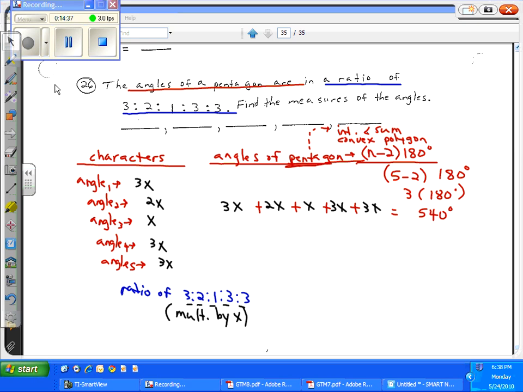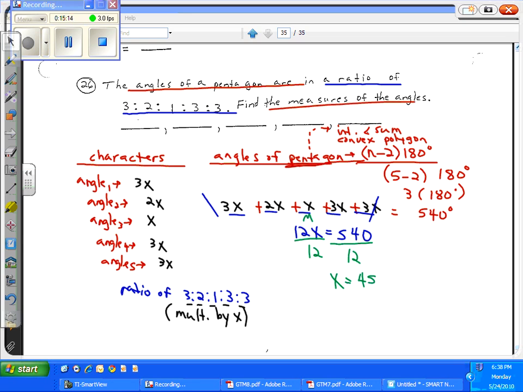Now we have an equation with only one variable. If we have an equation with only one variable, we can solve using the order of operations. And so what we would do is combine like terms. So we have 3, 6, 9, 12x is equal to 540 degrees. We're going to undo multiplication by division. So we divide by 12. And we're going to get x is equal to 45.